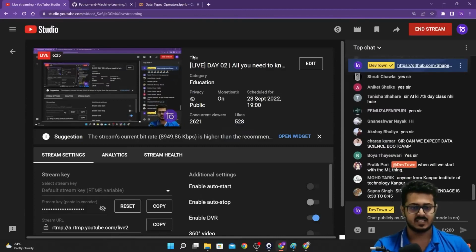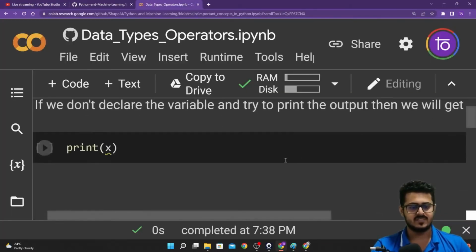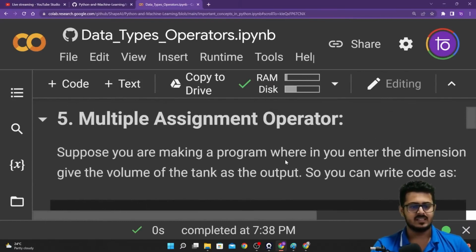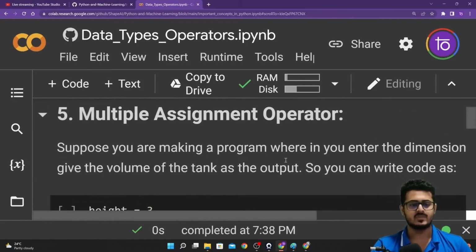So let's get started. Yesterday we had seen up till here. The next topic that we are going to deal with is the multiple assignment operator. It is a very important topic that you should be learning about, and we will be recapping it later when we learn about tuples as well. This is a very important thing, and it will also show you why people prefer to code in Python.